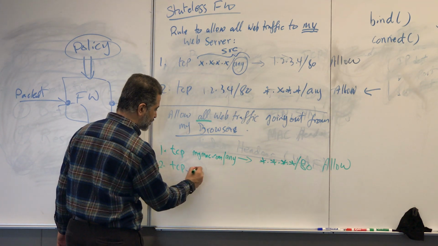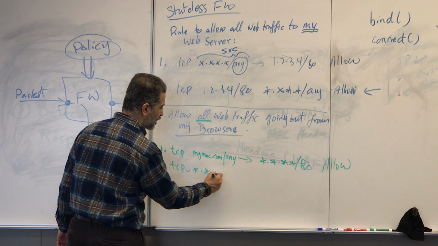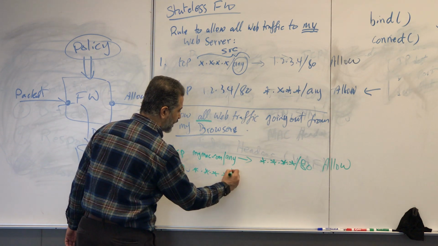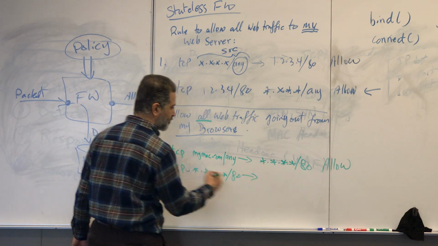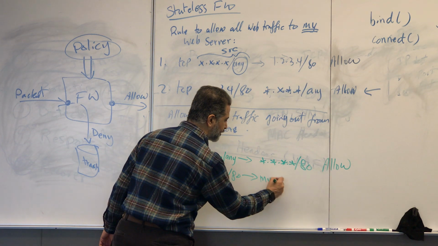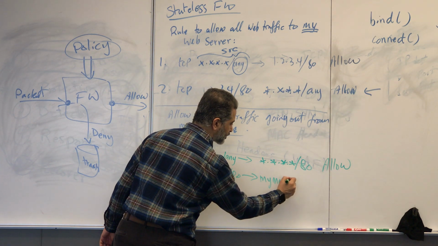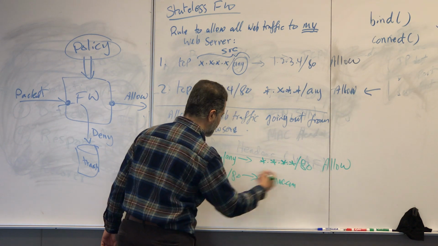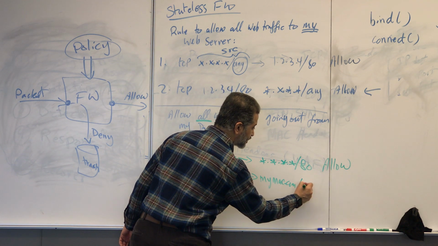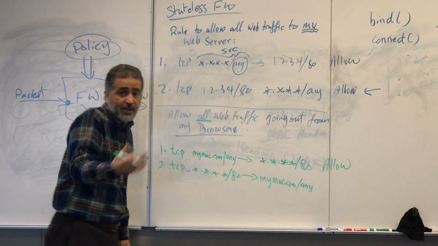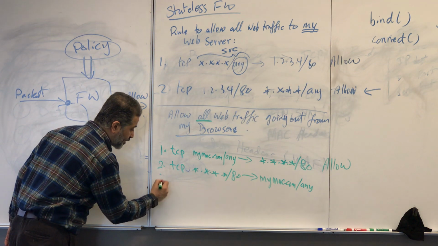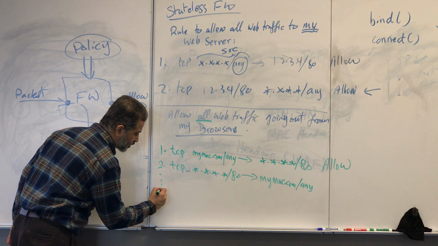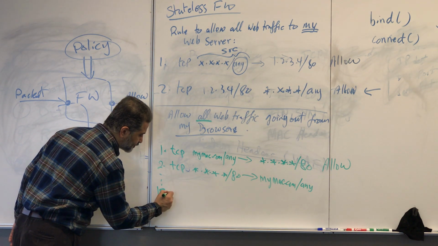This will be star coming back, right? 80 going to what? My Mac, which is my machine.com. Maybe my domain in this case. Any has to be any because it's coming back to my browser. And then rule number whatever, let's say rule number 10 here.